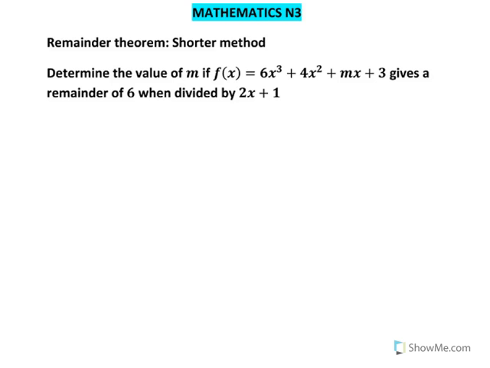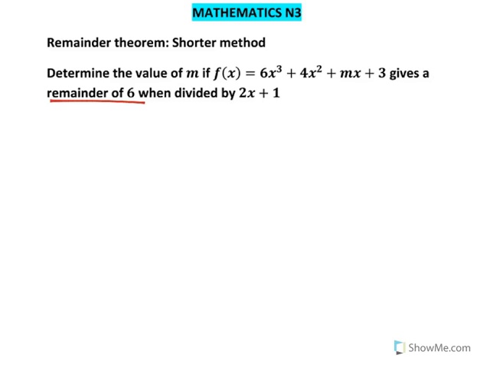Now the next one says determine the value of m if f of x is equal to 6x cubed plus 4x squared plus mx plus 3 gives a remainder of 6 when divided by 2x plus 1. This is the same method now. I think you've caught up with it, so I'm going to solve it quickly.